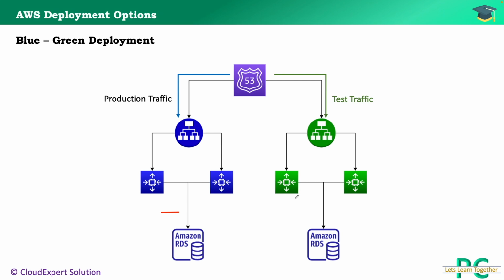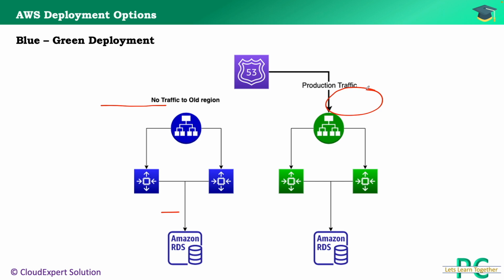Now in the next stage, both application versions will run in parallel, but your existing application, the blue, will run with production traffic, whereas you test your green application with test traffic. Now when all the testing is done and you see that the green version is working fine without any flaw, then as the next step, you will do a DNS switch and direct all your production traffic to the green environment, and then you can discard the blue environment or the old region.